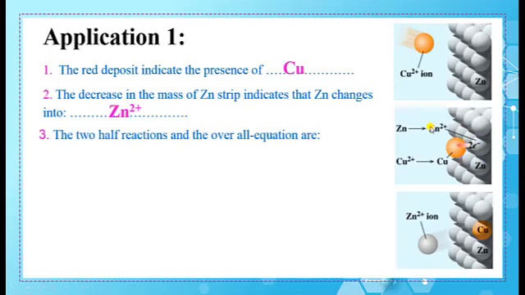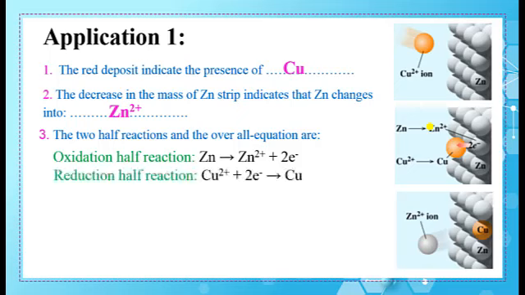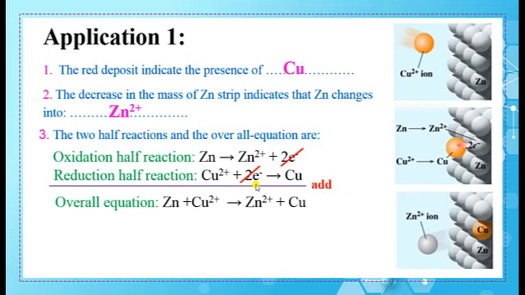The two half reactions and the overall equation are: the oxidation half reaction, Zn is going to change into Zn2+. It will oxidize to Zn2+ by losing 2 electrons. The reduction half reaction is Cu2+ will gain 2 electrons and will form Cu. Now here the electrons are equal. 2 electrons are lost and 2 electrons are gained. Then we do not have to multiply by any number. We add directly, simplify the 2 electrons, then the overall reaction will be Zn plus Cu2+ in the reactants will give Zn2+ and Cu in the products.